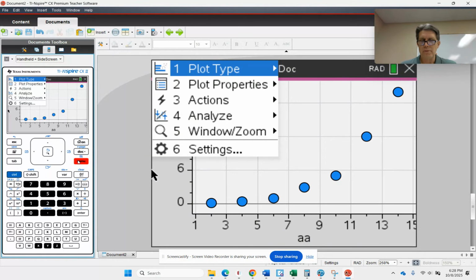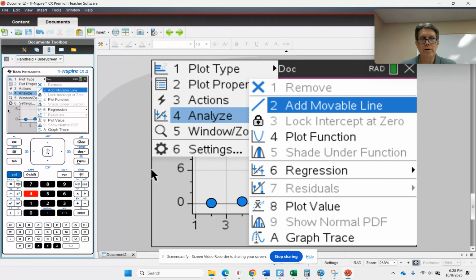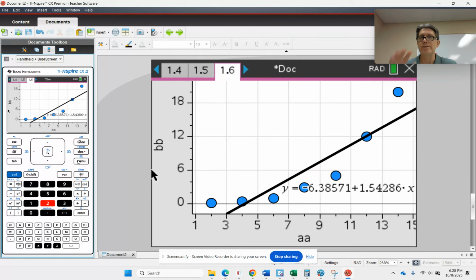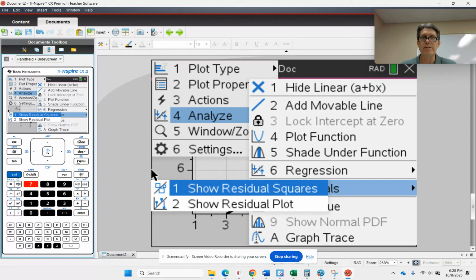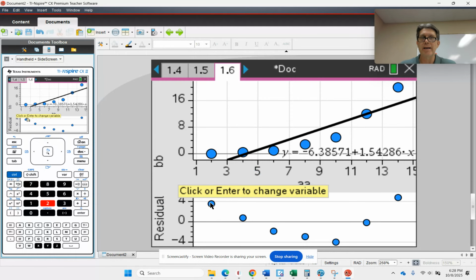So on the Inspire, you go menu 4, 6, 2. You have to get the graph on there first. Then you go menu 4, 7, 2 to show the residual plot. And see, this has a clear curve in the residual plot.